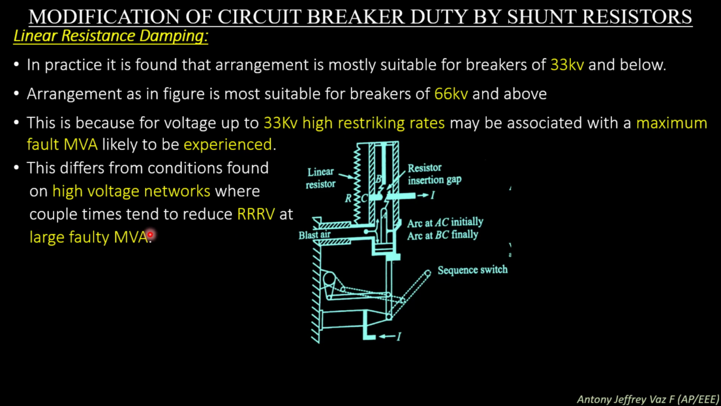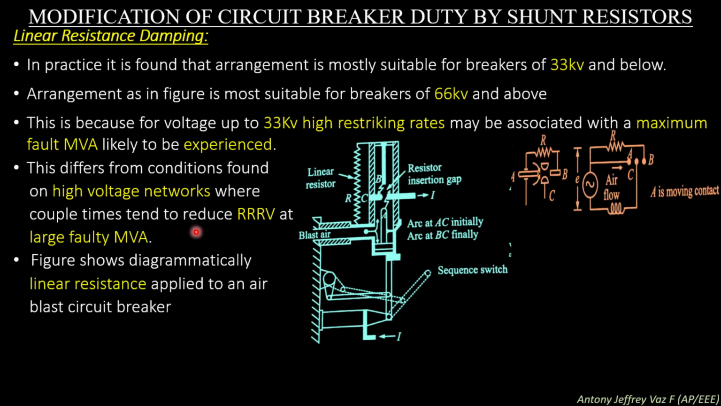So between low voltage breakers such as 33 kV breakers and the high voltage networks, there is a very great difference, and the breaking capacity of the breaker also differs. In the case of a 33 kV rated circuit breaker, the breaking capacity is less, whereas in a 66 kV breaker, a large fault current in MVA is present. So circuit breakers having a very high fault current and a very high rate of rise of restriking voltage are used. The figure shows diagrammatically a linear resistance applied to an air blast circuit breaker.